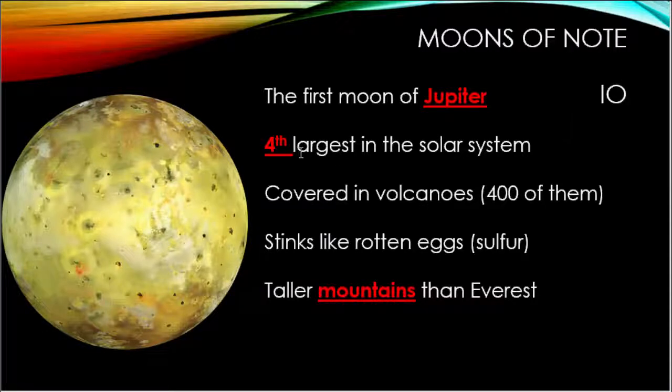It's the fourth largest moon in our solar system, and it's covered in 400 volcanoes that we've been able to count. This thing stinks. I mean, it just stinks, this moon. It smells like rotten eggs because a large portion of it is made up of sulfur. And the mountains on the surface of this moon are actually taller than the mountains we find here on Earth, including Mount Everest.